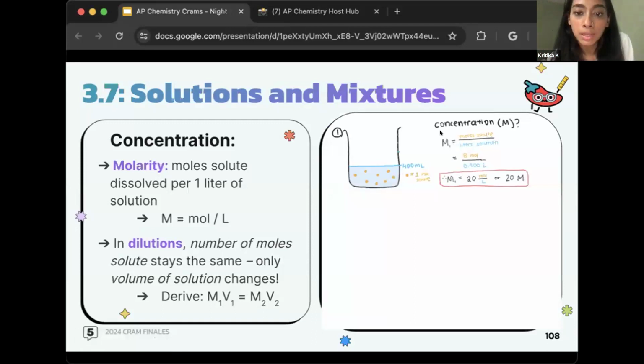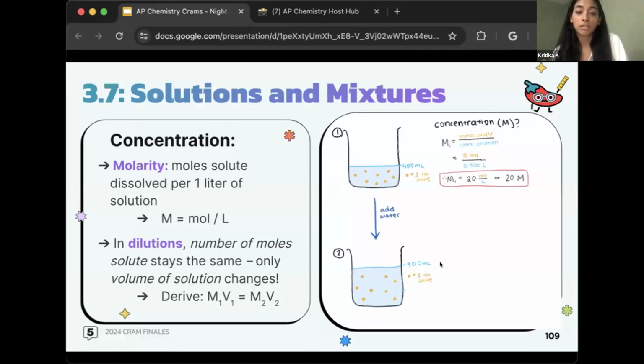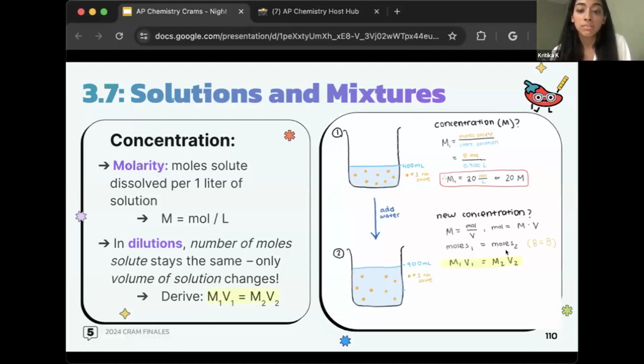So for example, in this diagram on the right, we have a concentration of 20 molarity, so 8 moles over 0.4 liters. However, we're going to add 0.9 more liters, and this will give us a new volume. Here I have to do the math. So we have 1.3, oh, sorry, it's going to be 0.9 instead as a volume. So this will give us a new molarity.